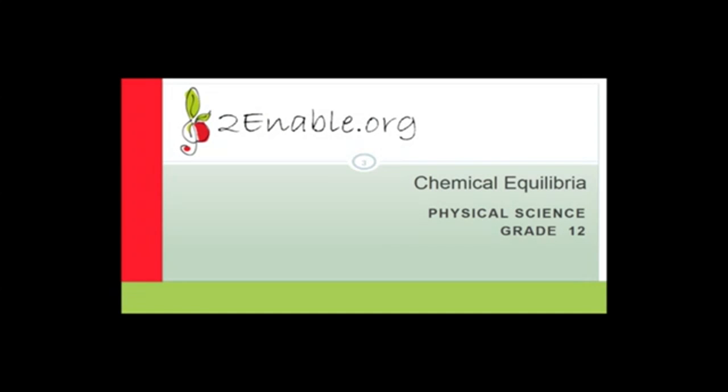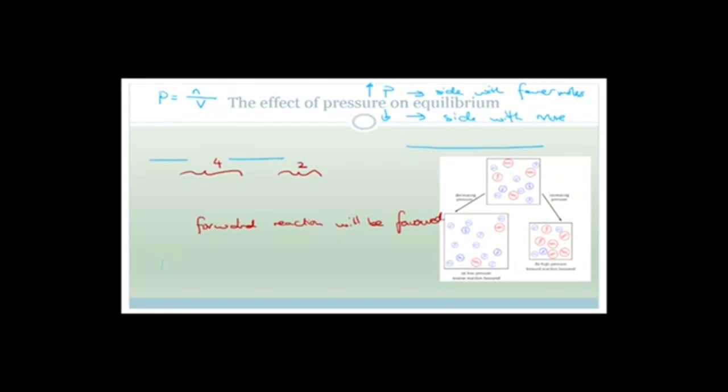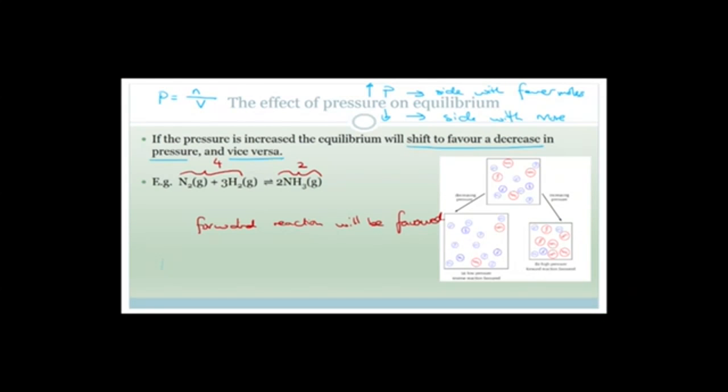And now we're here. So welcome to our next lesson on chemical equilibria. If you remember, we were talking about Le Chatelier's principle, and about the equilibrium shifting and which way it would be favored. And we got as far as talking about what would happen if there was an increase in pressure.